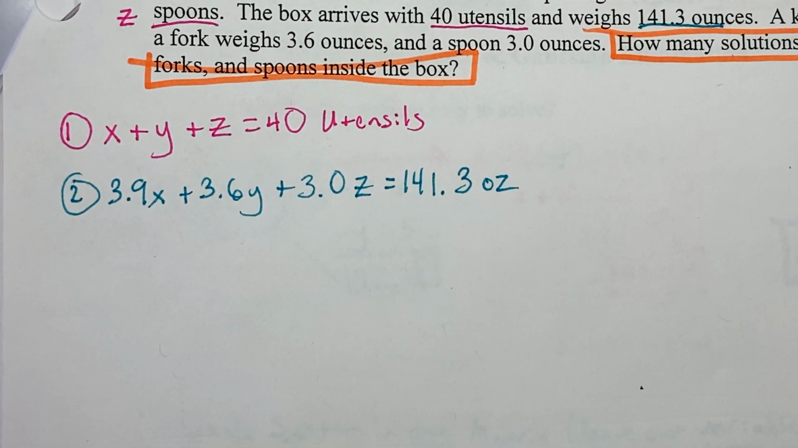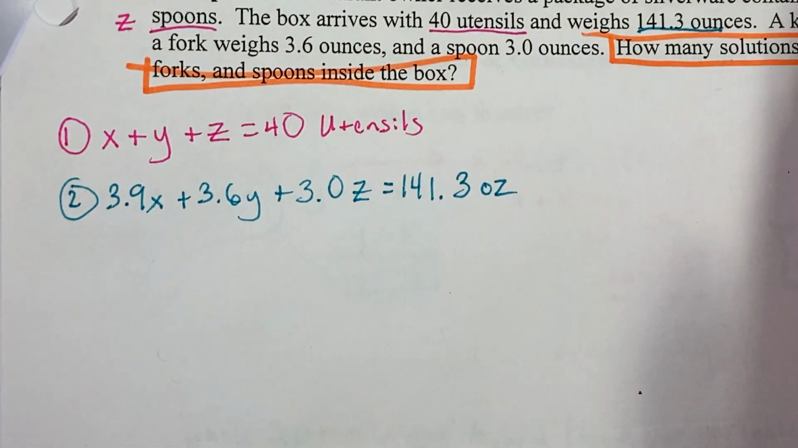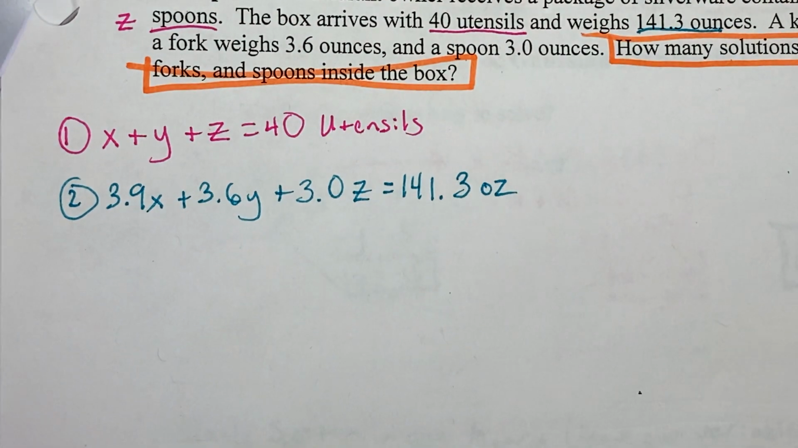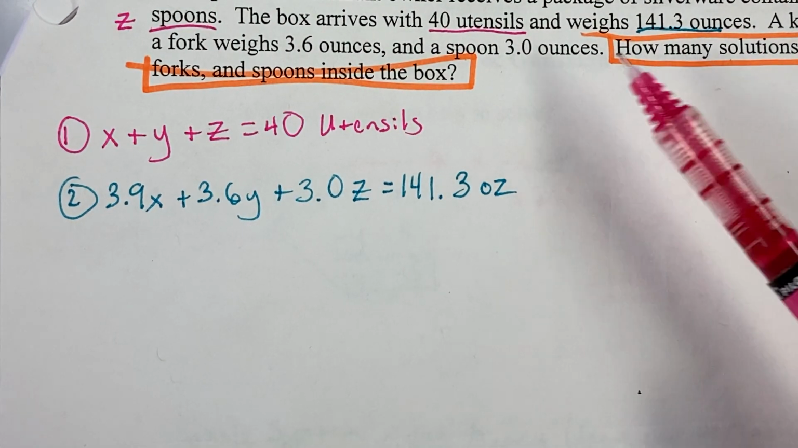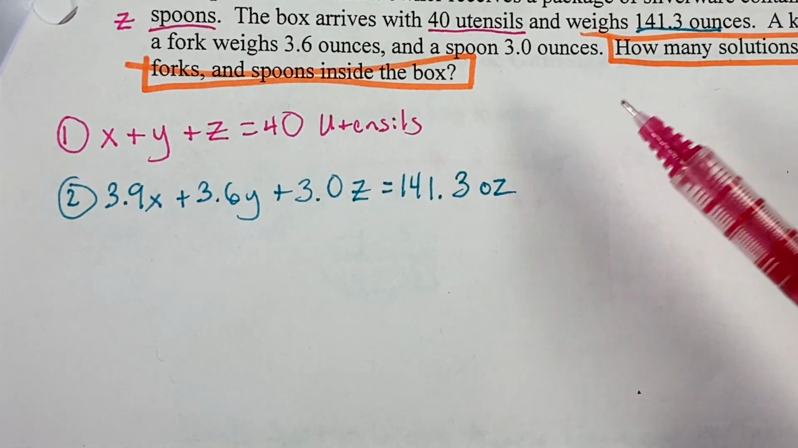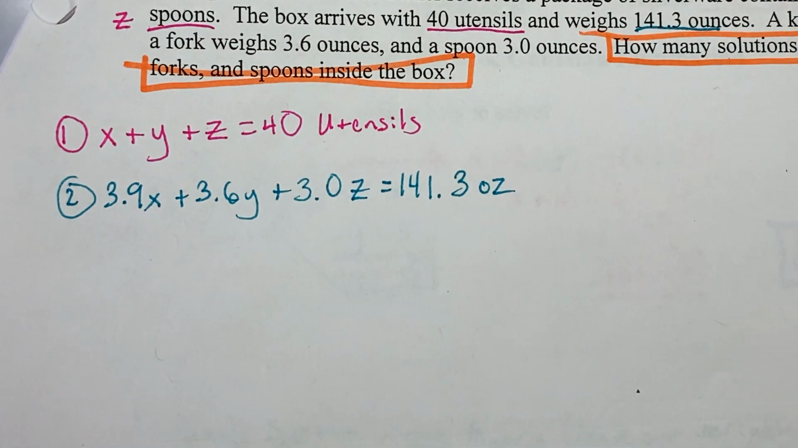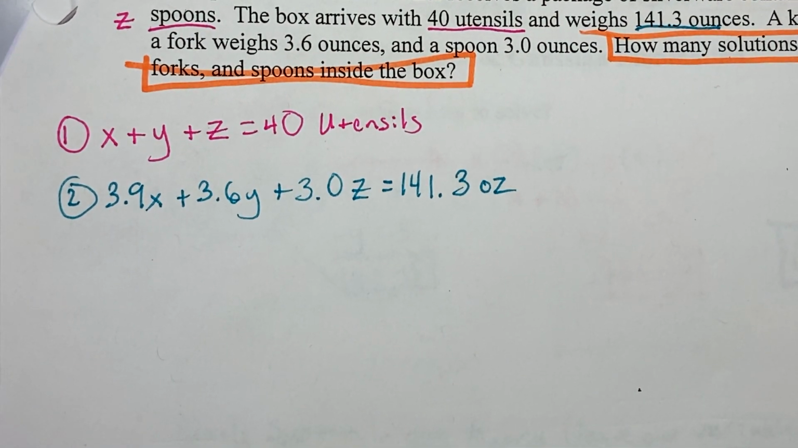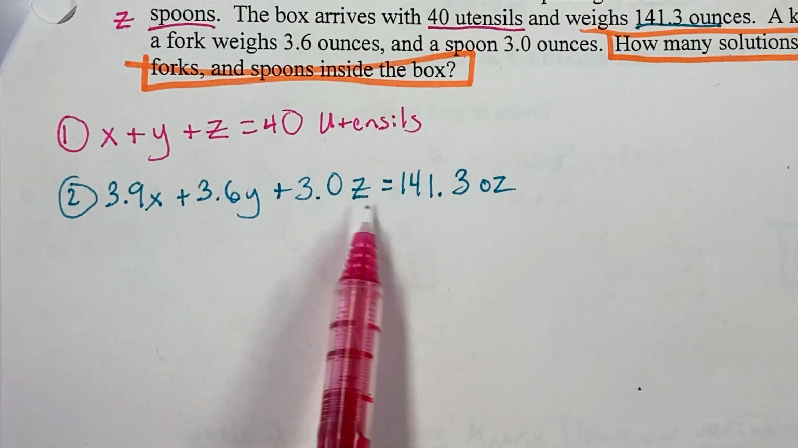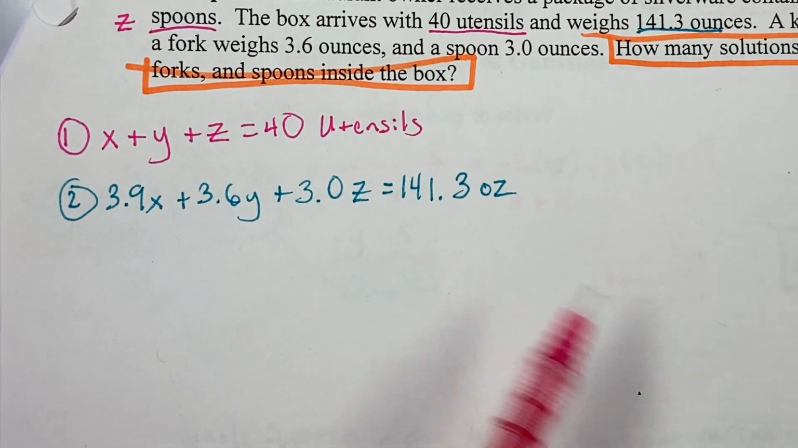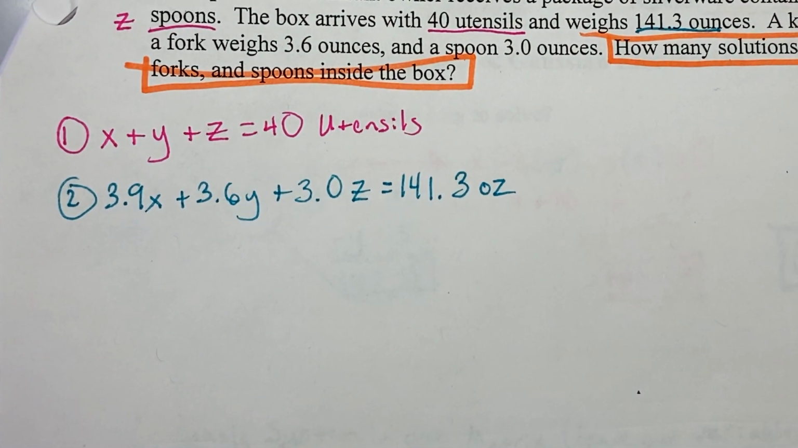Don't forget that for writing these equations, it's a good idea to think of totals that you have and the units of those totals. So our first total is we have 40 utensils. What do we have representing utensils? Our x, our y, and our z. Then we've got a total of ounces. What do we have representing ounces? We have a weight for each of the different utensils. So 3.9x, 3.6y. You don't have to have that 0.0 with the z. I just threw it in to show that's where that was coming from.